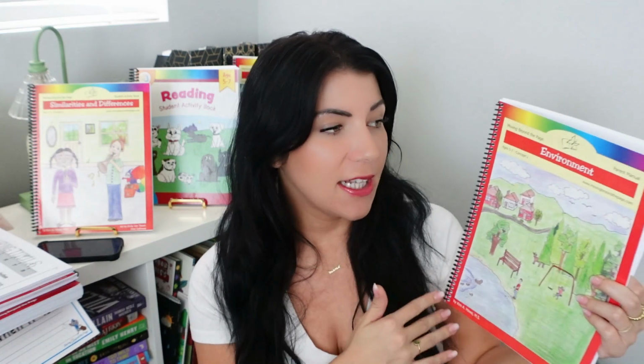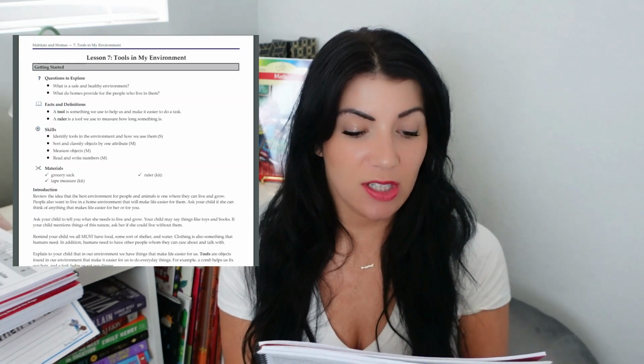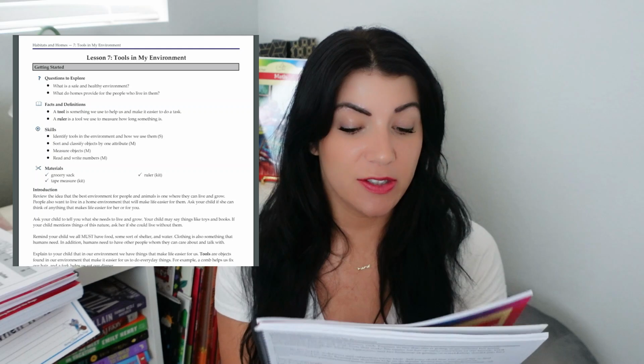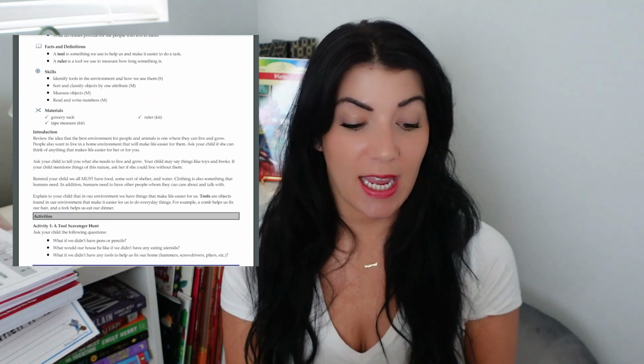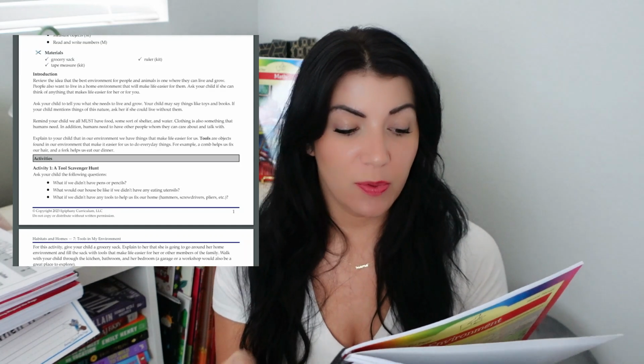We are still on concept 1. This is in the environment book, and we are on lesson 7. We are just starting lesson 7. It looks like this is just a one-day lesson, so we're going to complete the entire lesson 7 today. We always have our questions to explore, facts and definitions, our skills, and any materials. So the materials that we would need today is a grocery sack, a tape measure, which is in the kit, and a ruler, which is also in the kit.